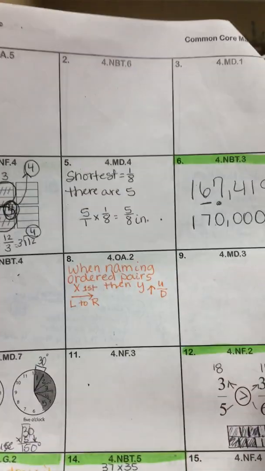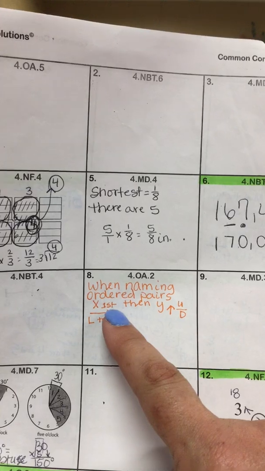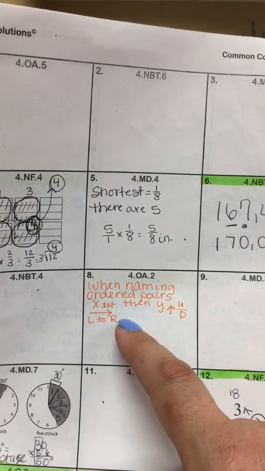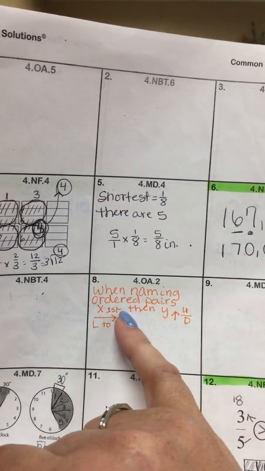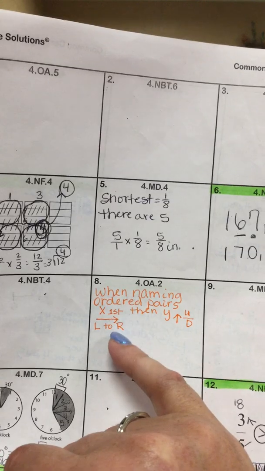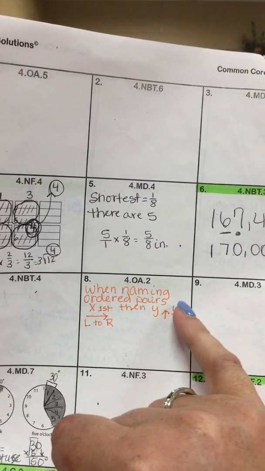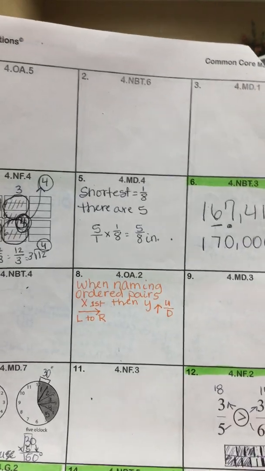When you're naming ordered pairs, the X is first, which is left to right. Then you have the Y, which is up or down. So this is the part that I'm looking for those extra points. X is first, left or right. Then Y is up or down and comes second. So they'll get some extra points for that.